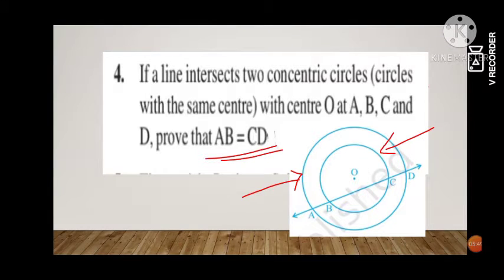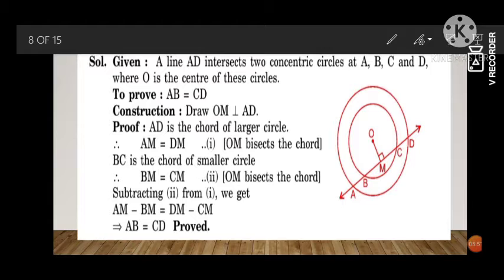So let us see how to do this sum. Given AD is a line that intersects the two concentric circles at A, B, C, D, where O is the center. We have to prove AB is equal to CD. So we need to construct a line from the center to the line AD. That is, OM is perpendicular to AD. Now we will start our proof.